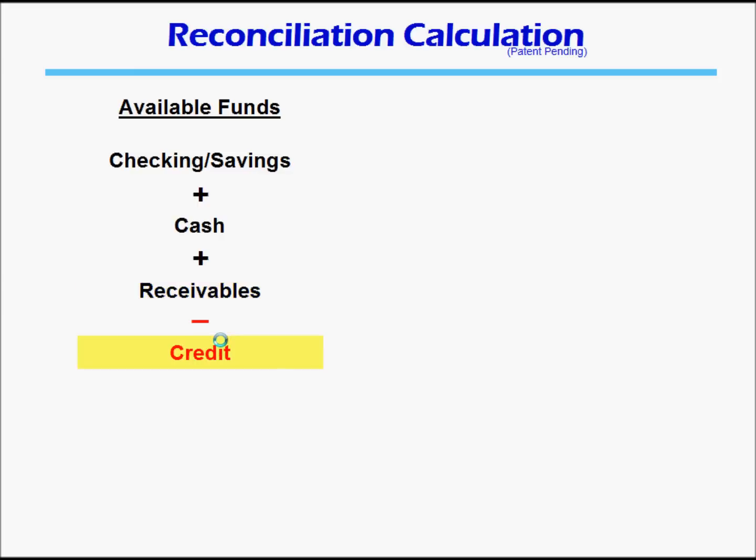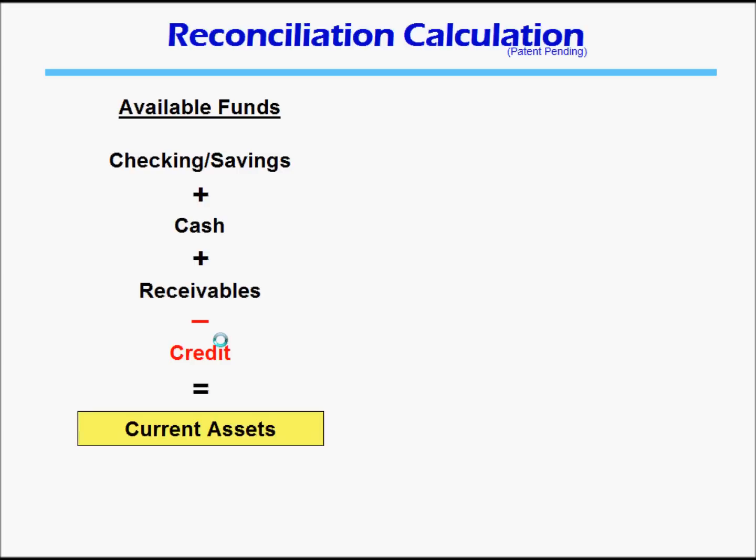And in order to get a true picture of available funds, we need to subtract your credit obligations. This includes credit and charge card balances and any other short-term debt you owe. Credit is subtracted so that you know what your true position would be if you paid off all of your credit cards immediately.